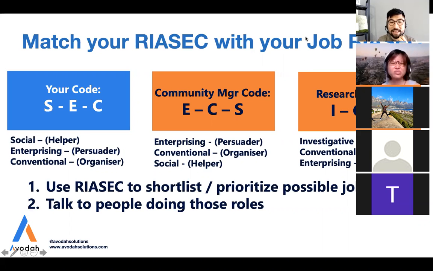So knowing this, we can actually use the RIASEC to shortlist and prioritize possible job changes. So if today I'm doing a job search, which one will I focus more on? I'll be focusing more on the community manager. I'll be using my LinkedIn, I'll be using my network to try to talk to people who are doing community manager roles. I will find out from them, is it really that they get to do things that are E, C, and S, enterprising, conventional, social?